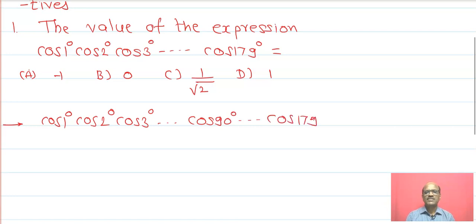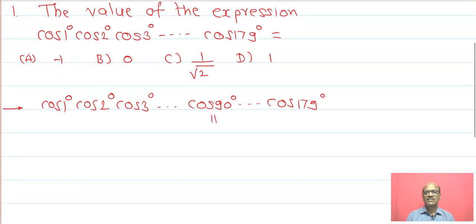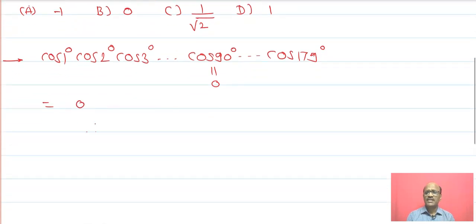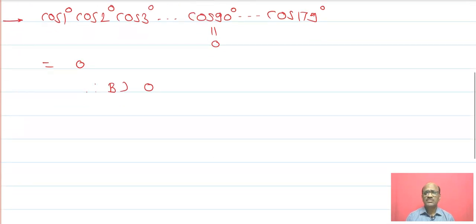Now if we see this, the angles are like this: 1, 2, 3, 4, up to 90, 91, up to 179. But cos 90 is 0, and that's why the overall answer is 0. Therefore option B is the correct one.